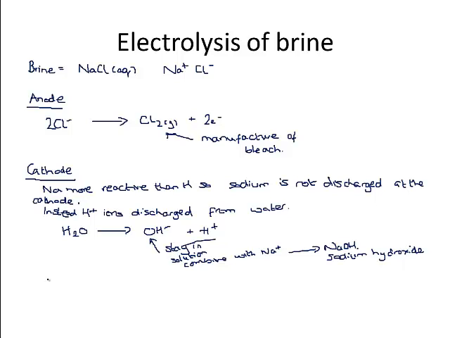And then also the equation for what happens at the cathode, you have H+, travels to the cathode, picks up electrons to make hydrogen gas, balance the atoms and balance the charges. Hydrogen gas is also very useful. It can be used as a fuel, can be used in the production of things like margarine.